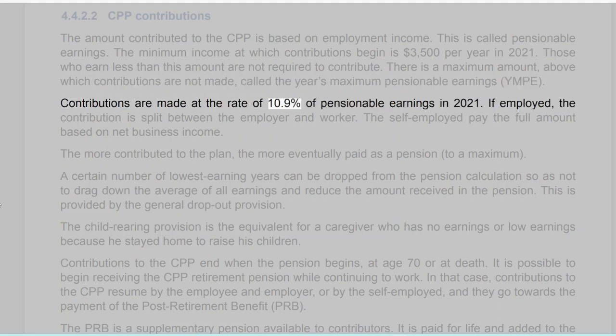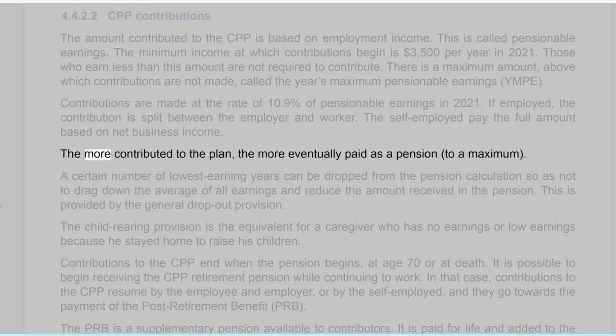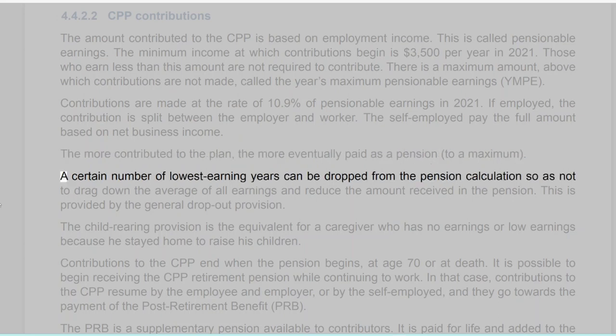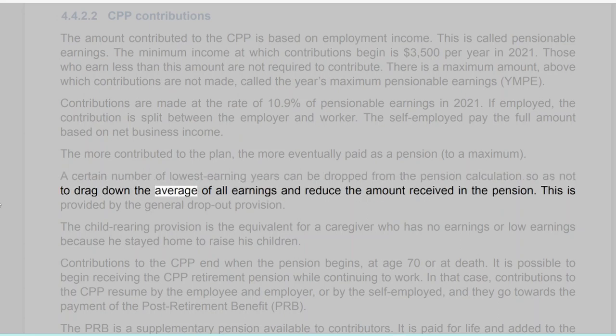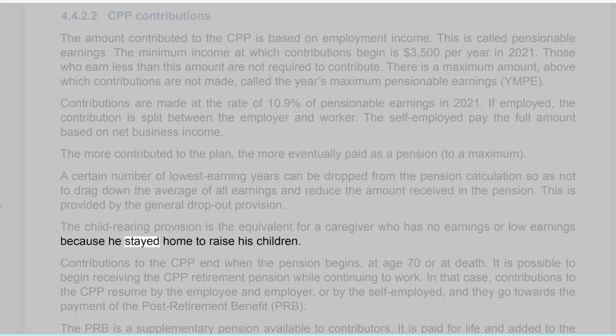Contributions are made at the rate of 10.9% of pensionable earnings in 2021. If employed, the contribution is split between the employer and worker. The self-employed pay the full amount based on net business income. The more contributed to the plan, the more eventually paid as a pension, to a maximum. A certain number of lowest earning years can be dropped from the pension calculation so as not to drag down the average of all earnings and reduce the amount received in the pension. This is provided by the general dropout provision. The child rearing provision is the equivalent for a caregiver who has no earnings or low earnings because he stayed home to raise his children.